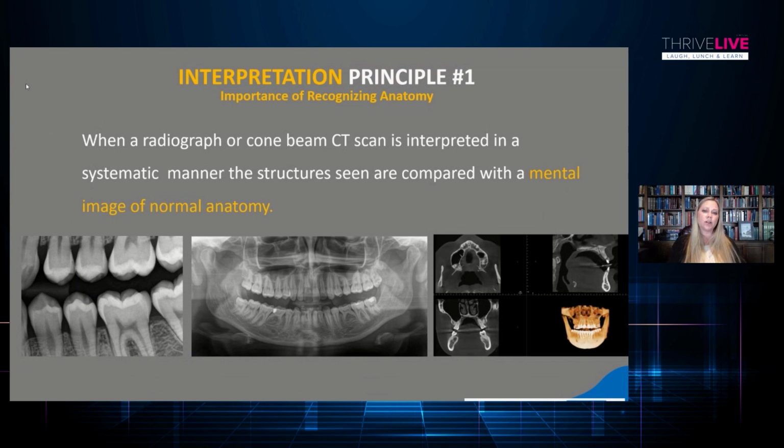So we also want to consider our interpretation principles. Our number one principle being able to recognize our normal anatomy. We want to have a mental picture of what that normal anatomy is as we go through our scan because it helps us to be able to determine what is abnormal. So if it doesn't fit into what the normal anatomy should look like, maybe we have a pathology.